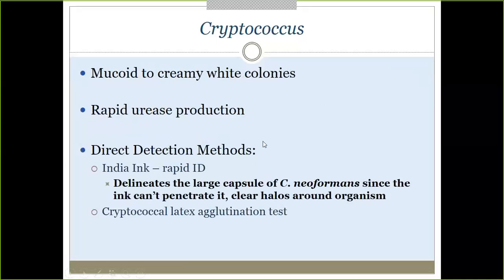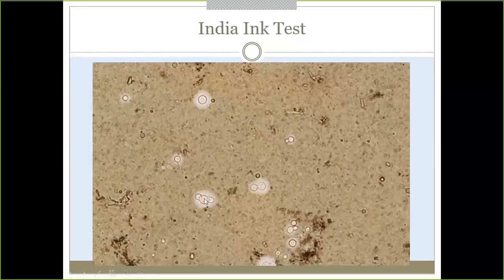One of the best ways to identify Cryptococcus if we think we have it is to do what we call an India ink stain. An India ink stain stains the entire sample basically this brown color, except Cryptococcus neoformans, because it has a very large capsule, and the stain cannot penetrate that capsule. So when they stain the sample, everything will look brown except the neoformans, which will be clear. It'll look like these clear halos, just like this, because the stain couldn't get through that capsule.